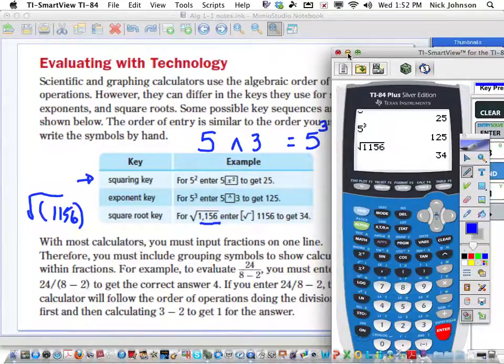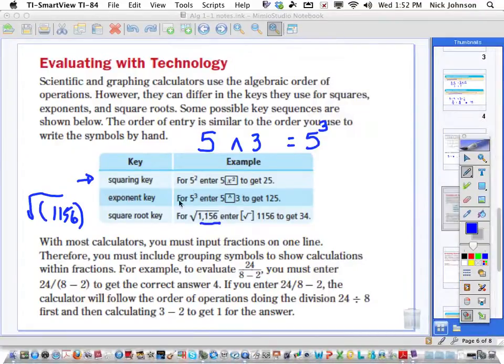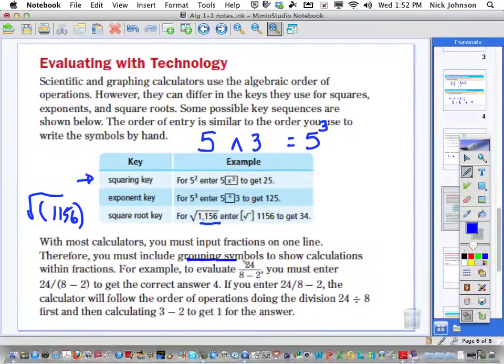Why is this important that you know how to type these in? With most calculators, you must input fractions on one line. Therefore, you must include grouping symbols to show calculations. Grouping symbols are your parentheses. For example, to evaluate 24 divided by 8 minus 2, you must enter 24 divided by, and 8 minus 2 has to be in parentheses.